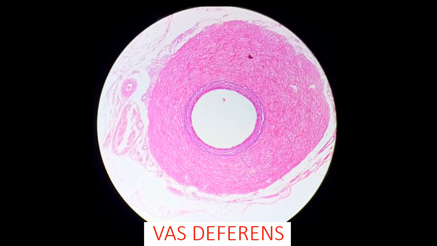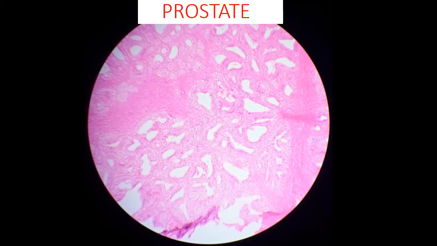Then moving to the vas deferens or ductus deferens. For identification of the vas deferens, we can identify the mucosa is lined by simple columnar epithelia, and sometimes towards the distal end of the ductus deferens we can identify pseudostratified columnar epithelia. It has a thick smooth muscle coat, which we can identify in the vas deferens. So that is how we have to identify the vas deferens. Then let us see the prostate. How to identify the prostate?